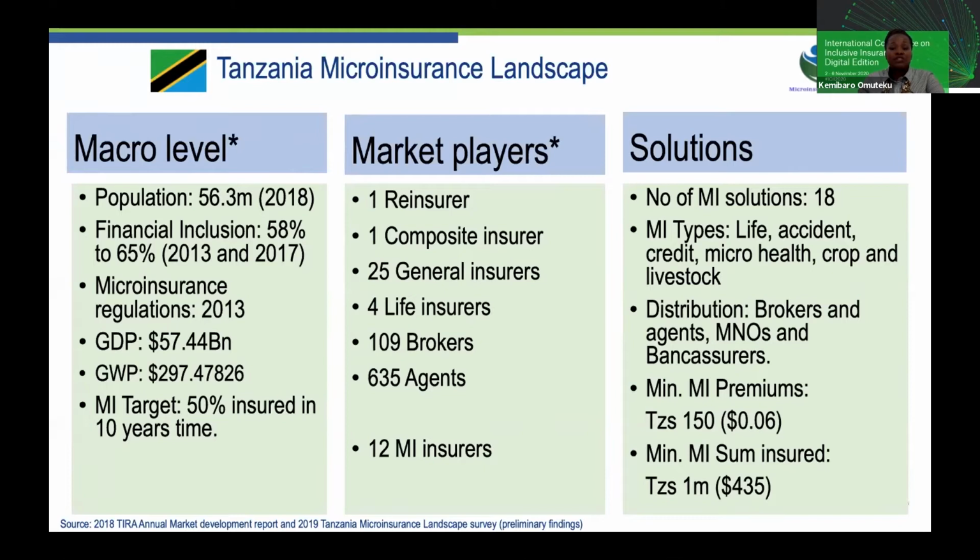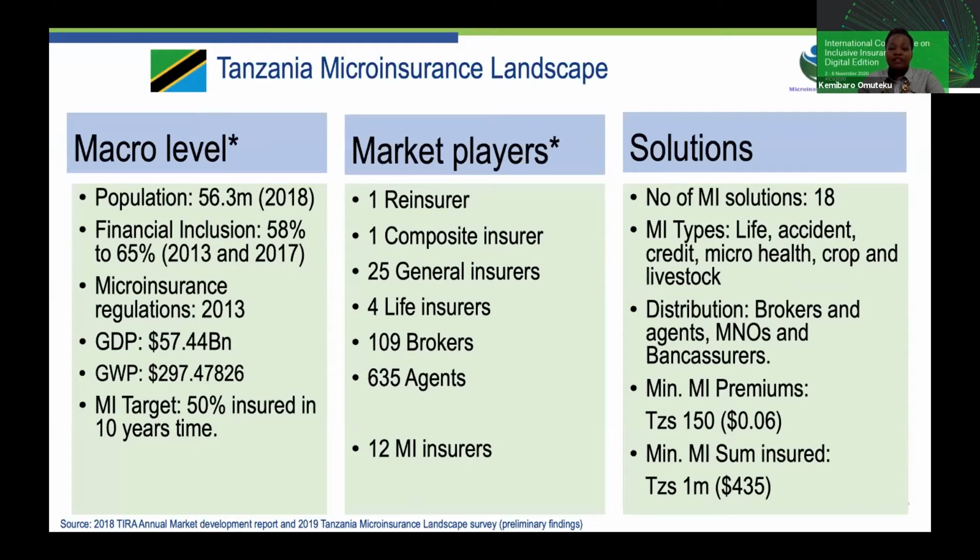That has also touched on the insurance space, with 2 notches up from 13% penetration for insurance overall to about 15% penetration. We do have microinsurance regulations, and that's from 2013. Gross domestic product in billions of dollars is about 57.4, and gross written premiums as at 2018 were about $297,000. What is also important on the macro side is that we have a country target of 50% insured in 10 years' time, so moving from 15% to 50%.